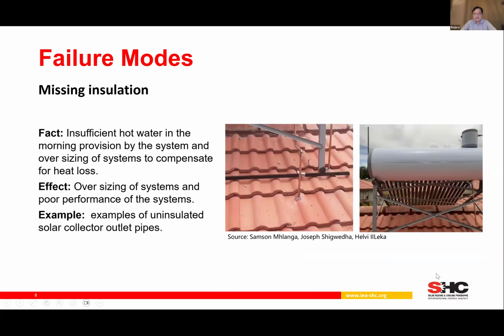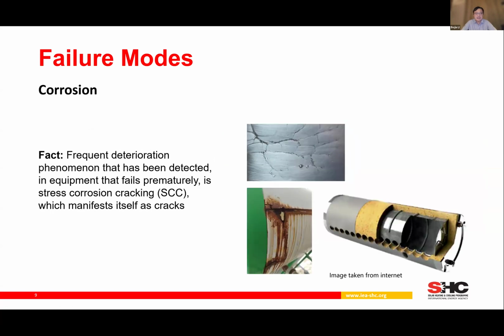And the third example is missing insulation. This is very simple. In this pipe, we don't have insulation, which will cause extra heat loss and make the performance of the system not very good. At the same time, they must use oversized systems.